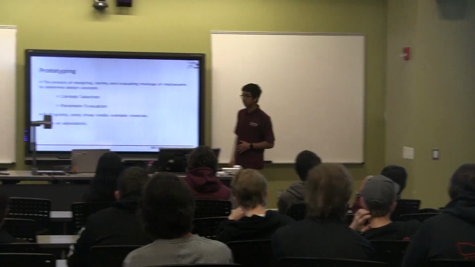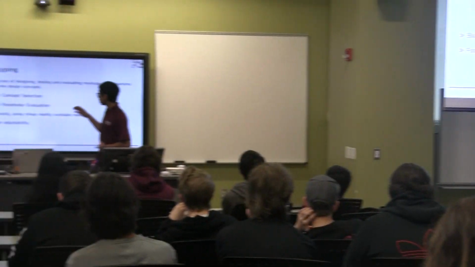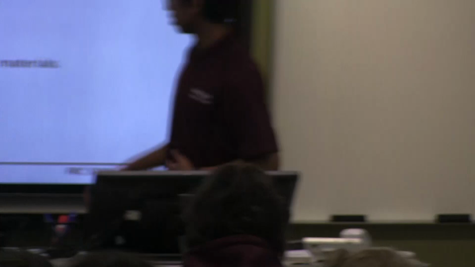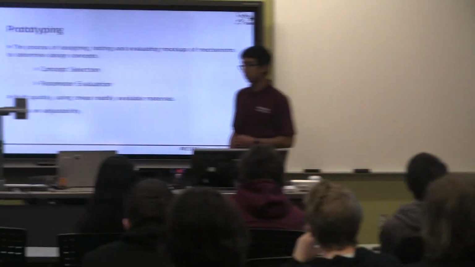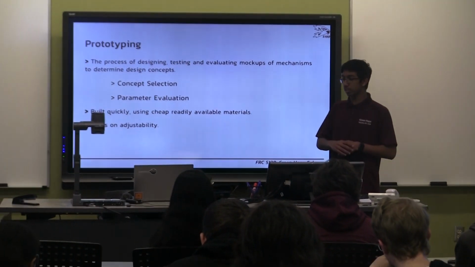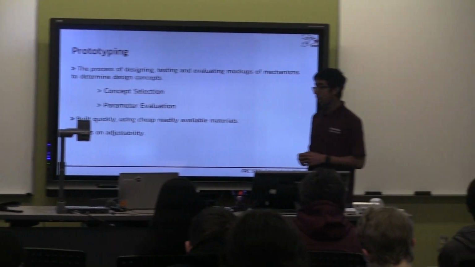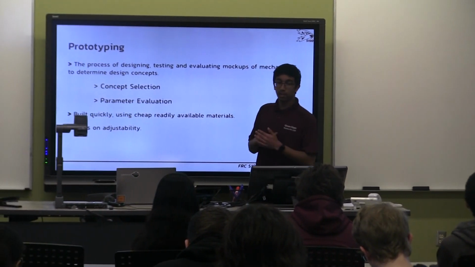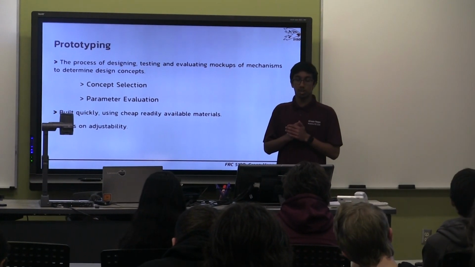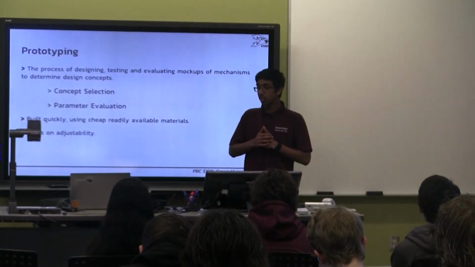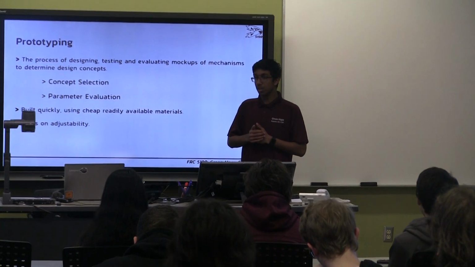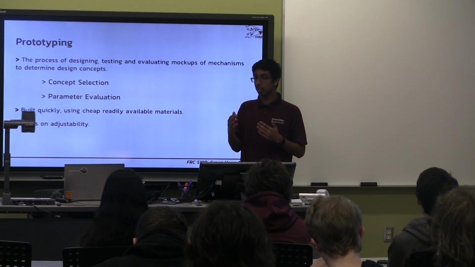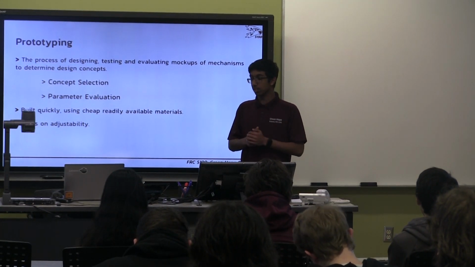About more later. So let's talk about concept selection and parameter evaluation real quick. Concept selection refers to how you're going to manipulate your game piece, or what you want your subsystem to do. Like if I was talking about a 2018 game where we're placing cubes on the scale, concept selection would be, am I trying to shoot the cube onto the scale, or am I trying to lift the cube onto the scale using an elevator?